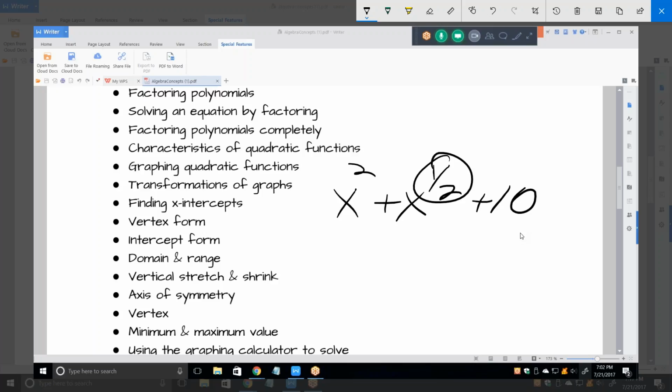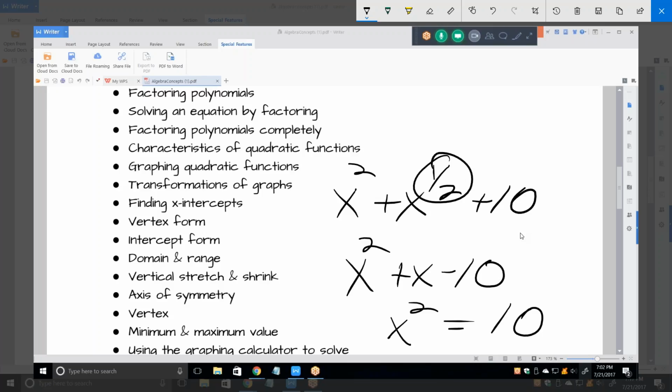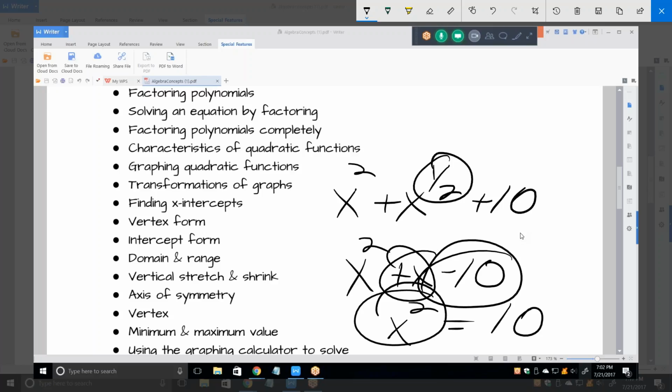So quadratics are anything that has an x squared. And then you can have an x and a number, or you can not. In other words, I could also just have x squared equals 10. That's a quadratic. As long as I have an x squared, I can have an x and I can have a number. But I cannot have an exponent other than 1 or 2. With me? That's the definition of a quadratic.